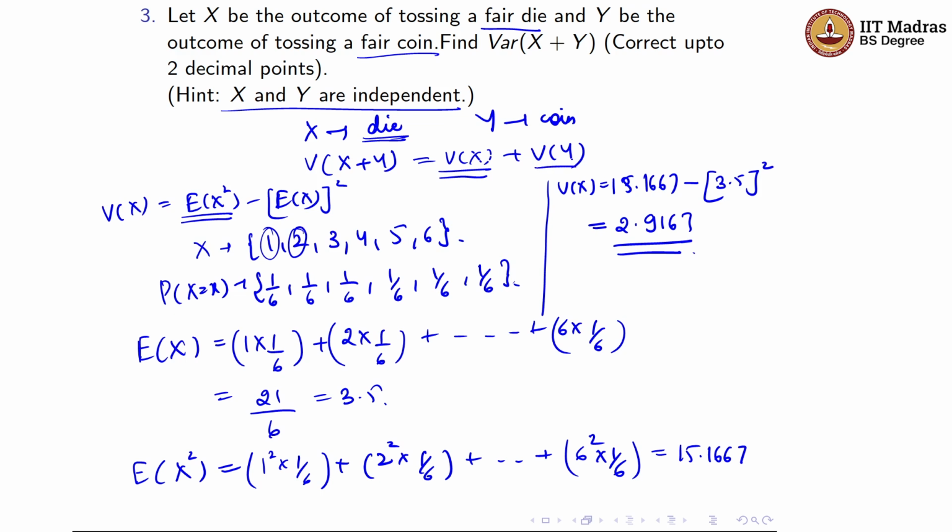Now we will find the value of the variance of Y. So here Y is representing what? Y is representing the coin. So the coin has two values, right? There is head and there is tail. I'm representing head as 0 and tail as 1. The probability of getting head is 1 by 2, and the probability of getting tail is 1 by 2. So this is the value of Y, and this is the probability of Y.